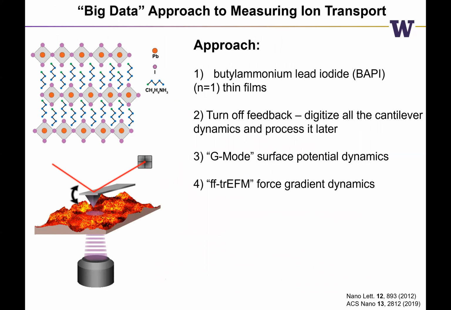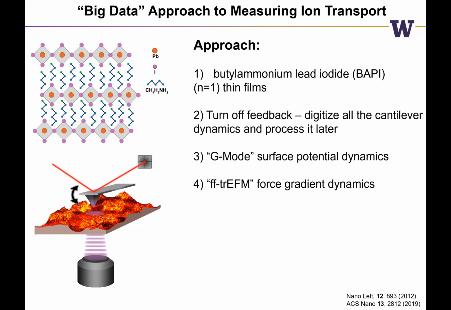So in the context of this big data approach, what we analyze is butylammonium lead iodide films. These are n=1, where there's a single perovskite layer between these butylammonium cation spacers. We turn off the feedback and then digitize the cantilever dynamics and process it after the fact. And we do this in one of two ways. The first is what's called general mode surface scanning Kelvin probe microscopy, or G-mode for short. And the second is fast-free time-resolved electrostatic force microscopy, which allows us to measure force and gradient dynamics with microsecond to sub-microsecond resolution.